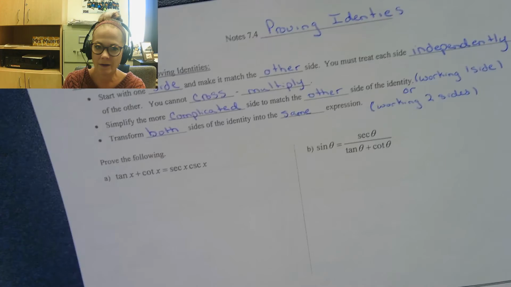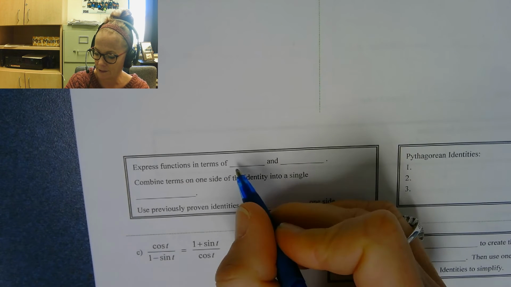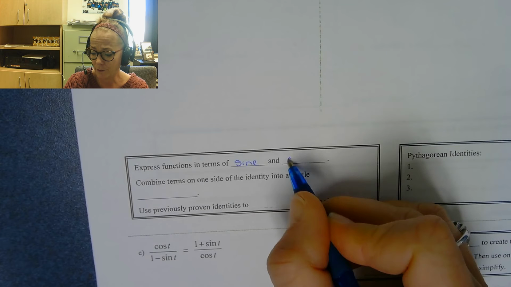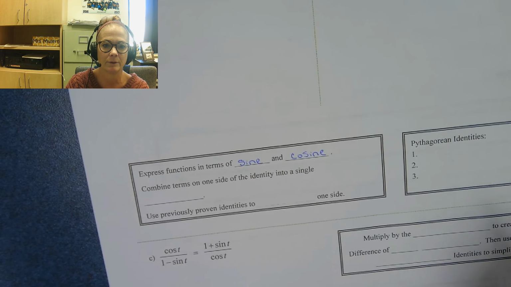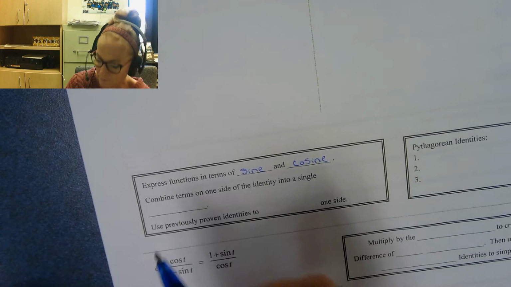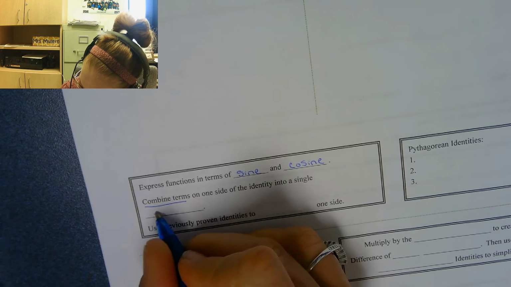Okay, so prove the following. One of the biggest hints, and we talked about this in class, is to express functions in terms of sine and cosine. These are your go-tos. Usually you can make some progress if you express everything in terms of sine and cosine. And then combine terms on one side of the identity into a single expression.